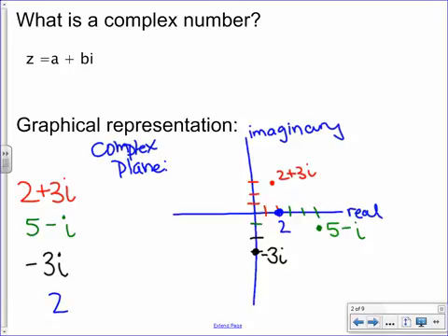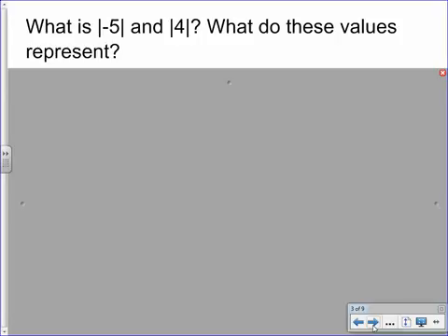Why does it matter where we graph these? Well, I want to talk about the absolute value of a number for a moment. So, turn to your neighbor. I want you to discuss what the absolute value of negative 5 and the absolute value of 4 are. What are those values and what do they represent? 30 seconds, go.